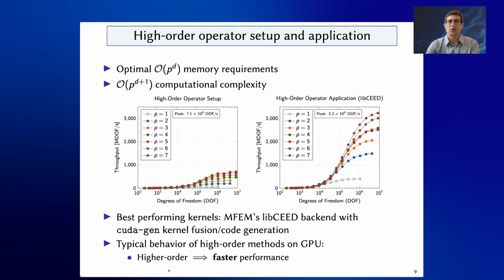And we see the typical behavior for higher order methods on GPU. Higher order actually gives you, independent of the better accuracy and being more predictive, it just runs faster on the GPU. So that's exactly what we're seeing here.